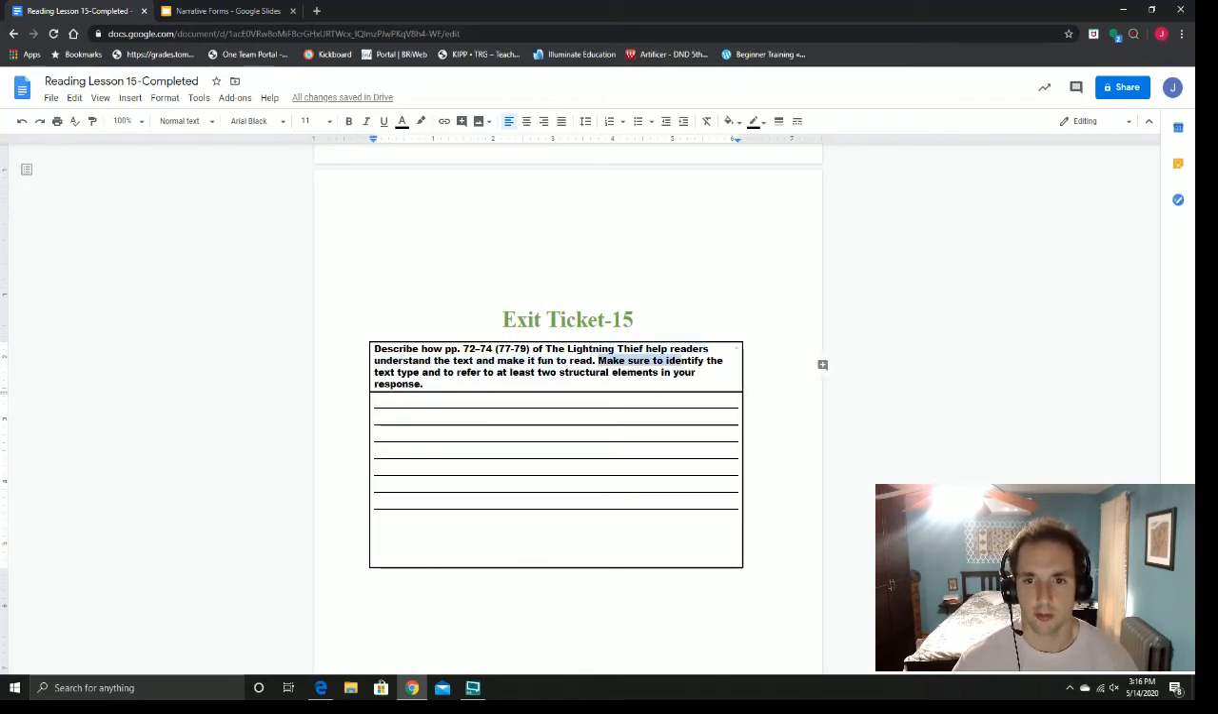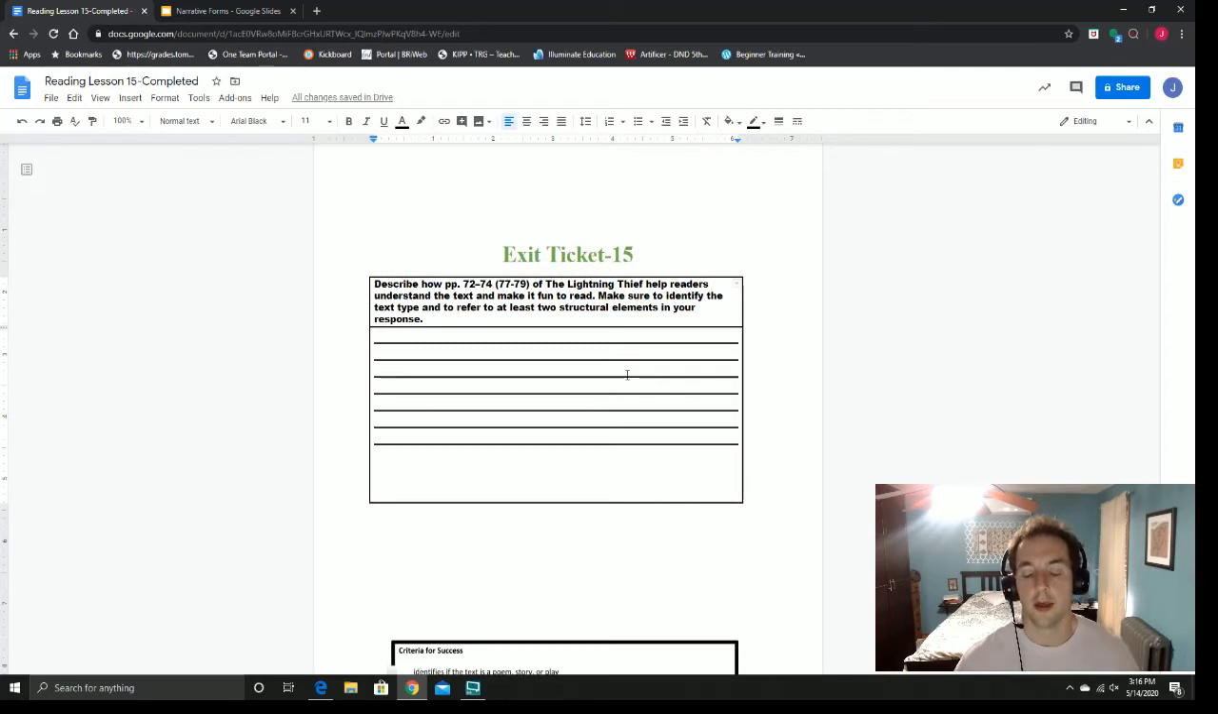But we want to make sure to identify the text type and refer to at least 2 structural elements in the response. That means we're mentioning that the setting helps from these pages by, or the characters help, or the dialogue helps, or the problem helps, but whatever element from the story that you think makes the story more enjoyable, make sure that you mention it, and then how it's helping you understand, and how it makes the text more fun to read.